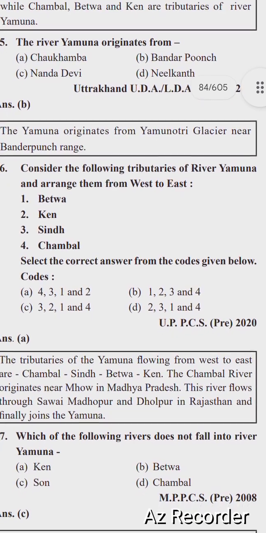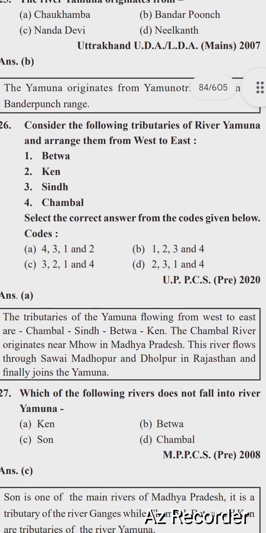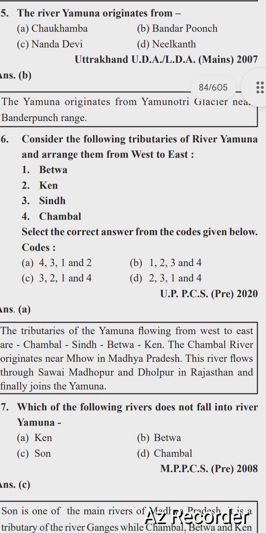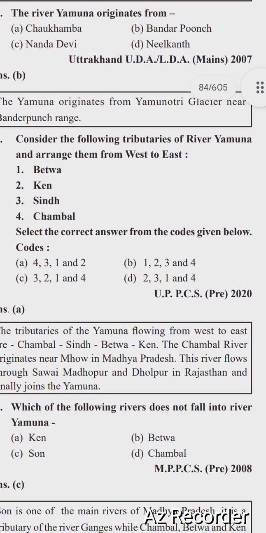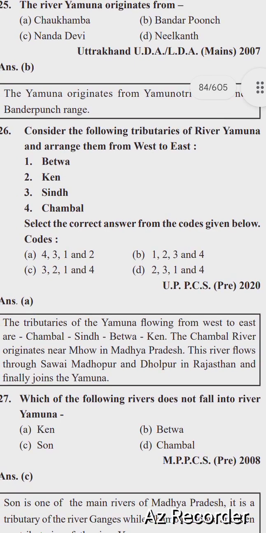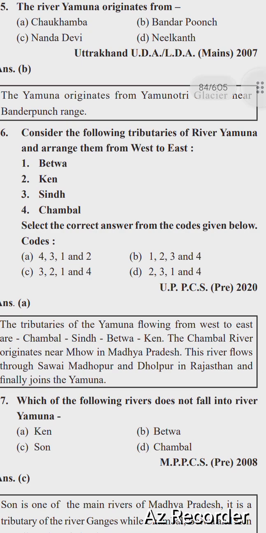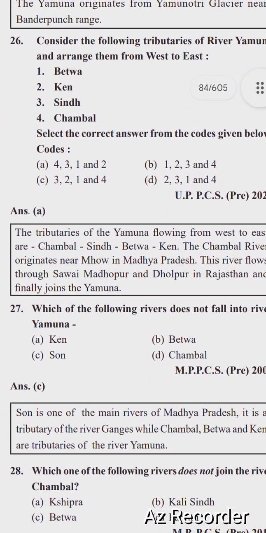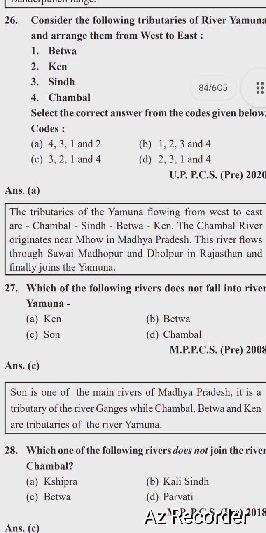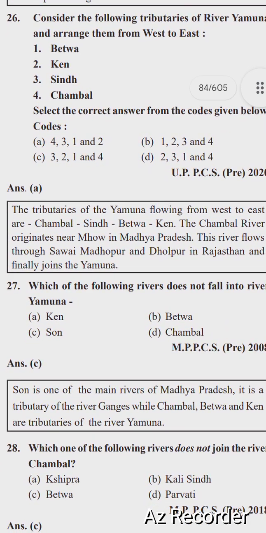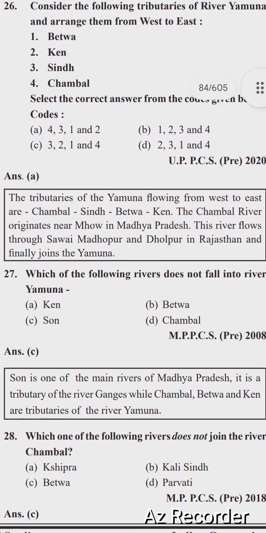Next, consider the following tributaries of river Yamuna and arrange them from west to east. The right option is A: Sambal, Sindh, Betwa, Ken. The tributaries of Yamuna flowing from west to east are Sambal, Sindh, Betwa, Ken. The Sambal river originates near Mhow in Madhya Pradesh. This river flows through Sawai Madhopur and Dholpur in Rajasthan and finally joins the Yamuna.